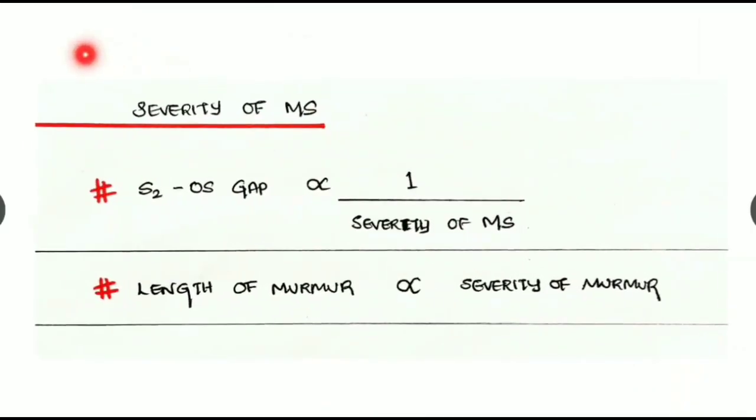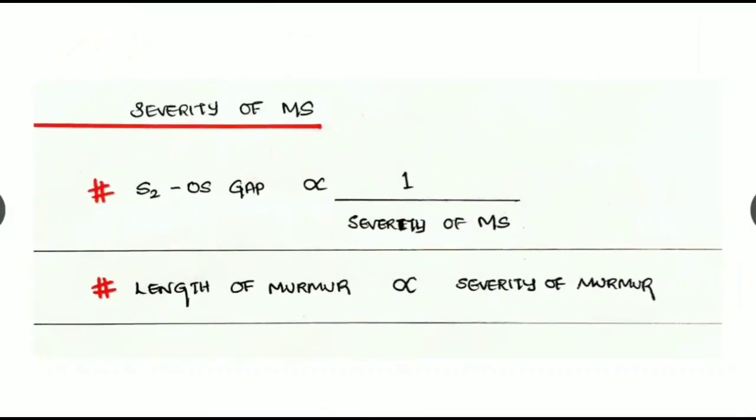Regarding the severity of mitral stenosis, we can assess it with two criteria. First one, the gap between the second heart sound and the opening snap. It is inversely proportional to the severity of the mitral stenosis. That is, the lesser the S2-OS gap, the more severe the mitral stenosis. Next, the second one is the length of the murmur. It is directly proportional to the severity. That is, the longer the murmur, the more severe the mitral stenosis.